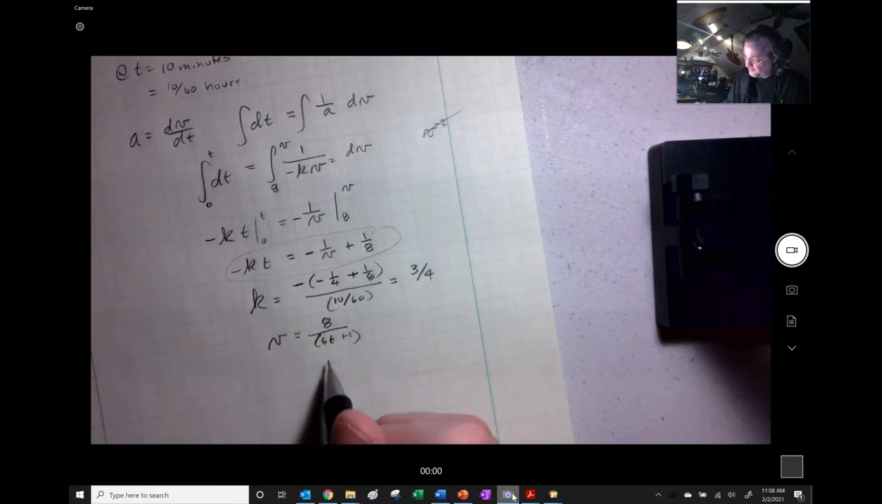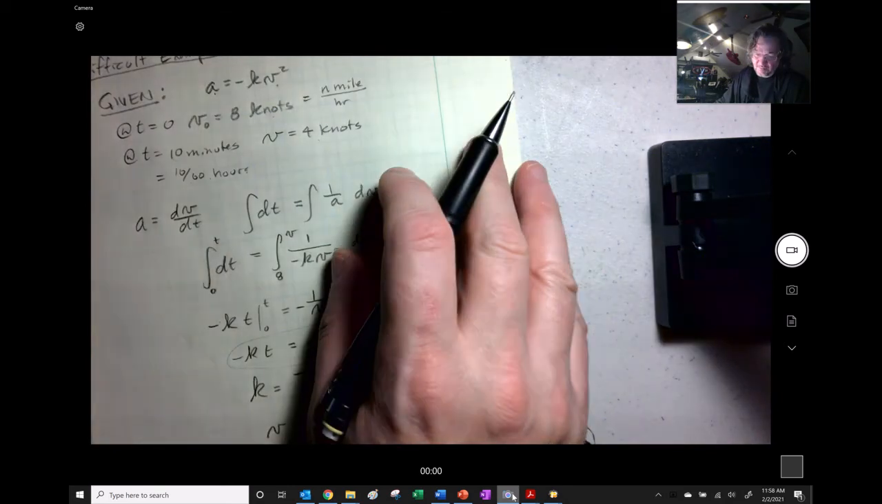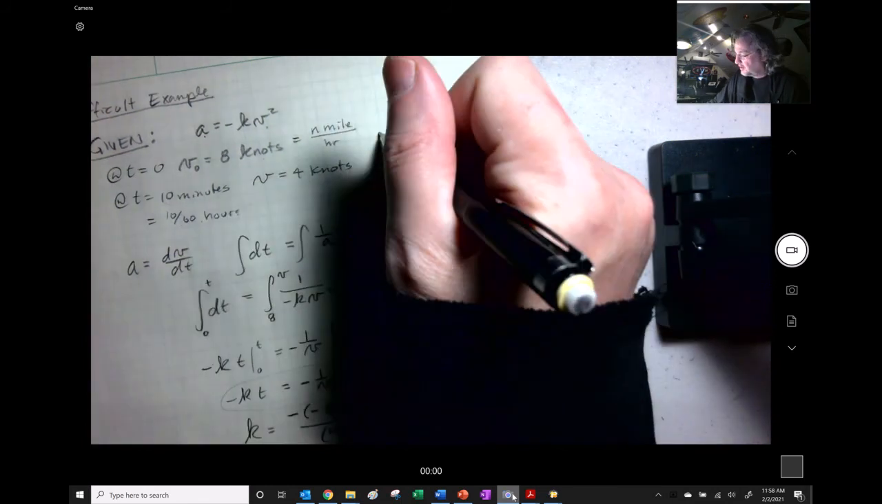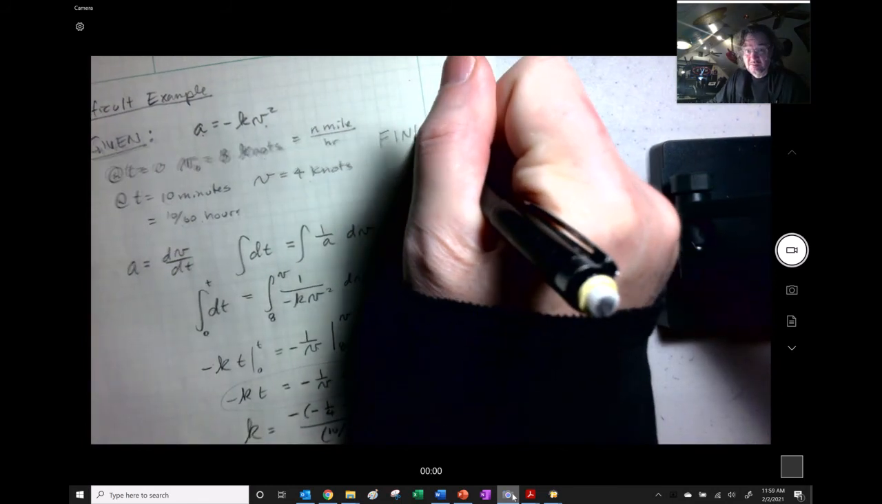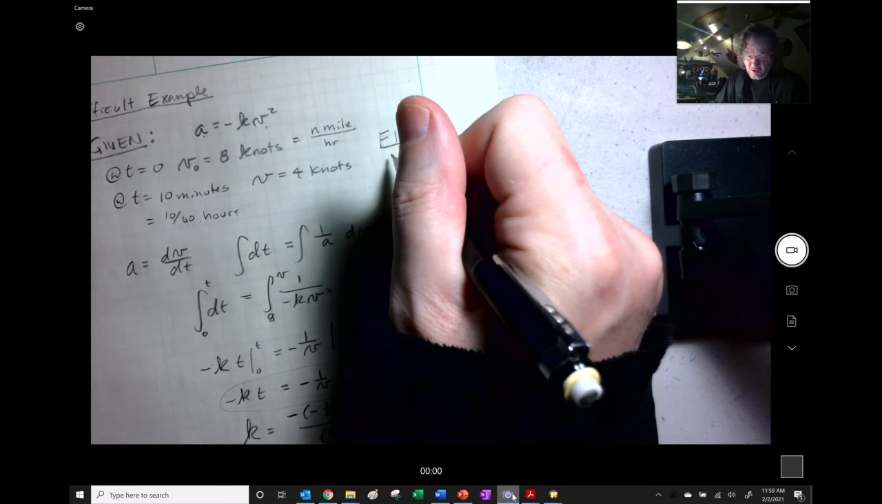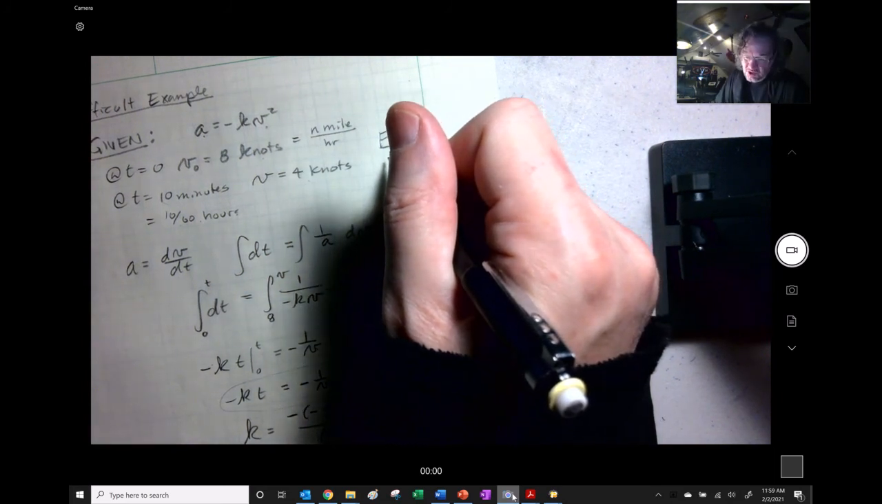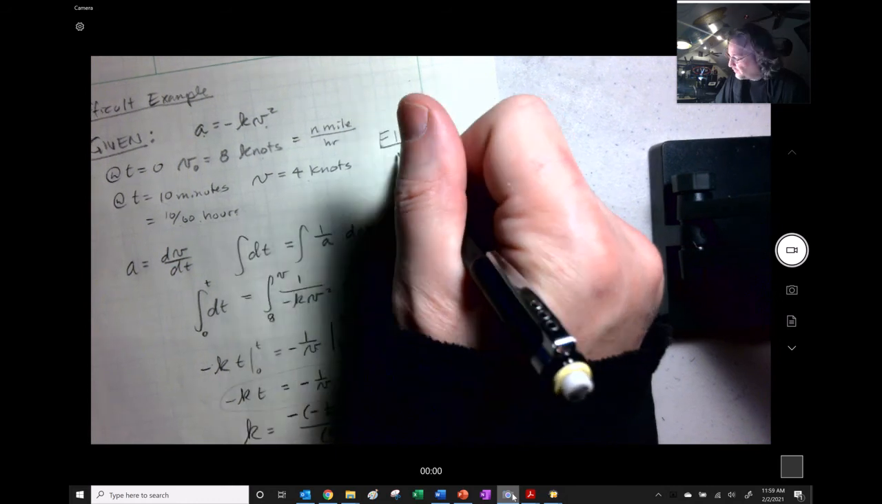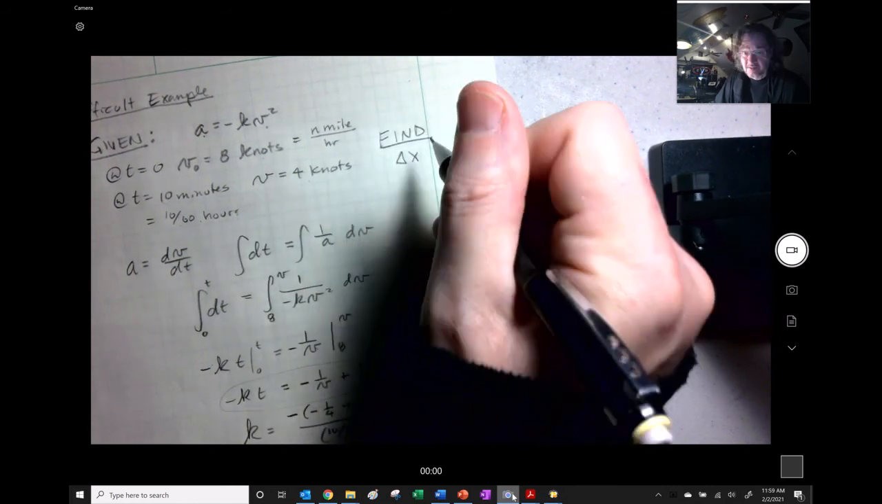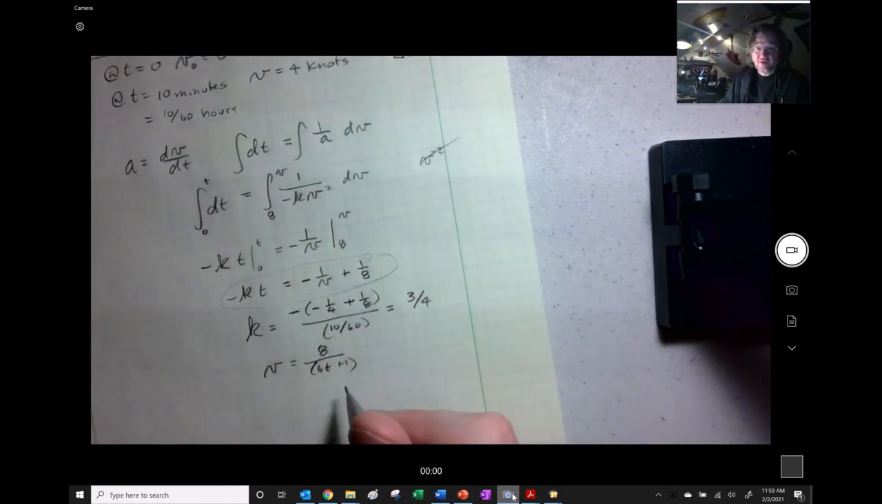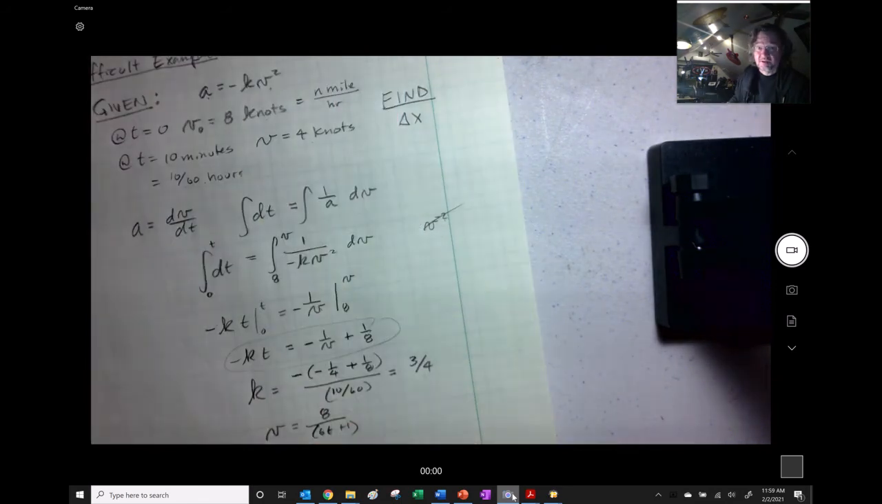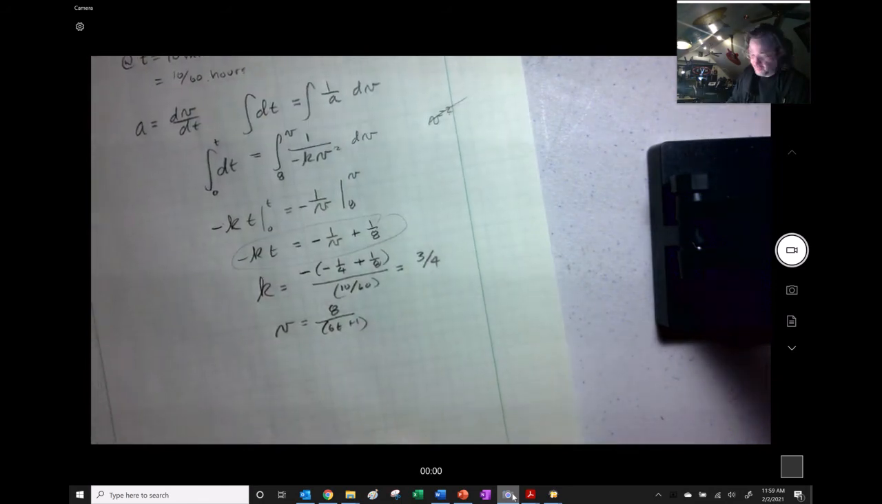So if I have velocity as a function of time, but now I want to get, I didn't write down what my finds were, right? I did it again. Find. What do we want to find? Determine the distance. Find delta x. Is that right? So we want to find position. We want to find the amount of distance it has moved.